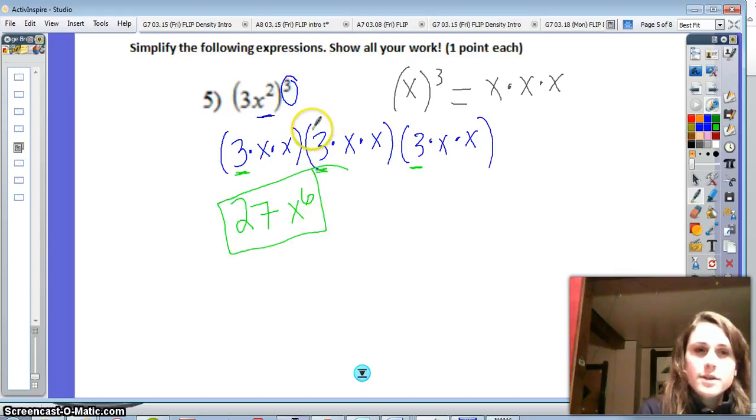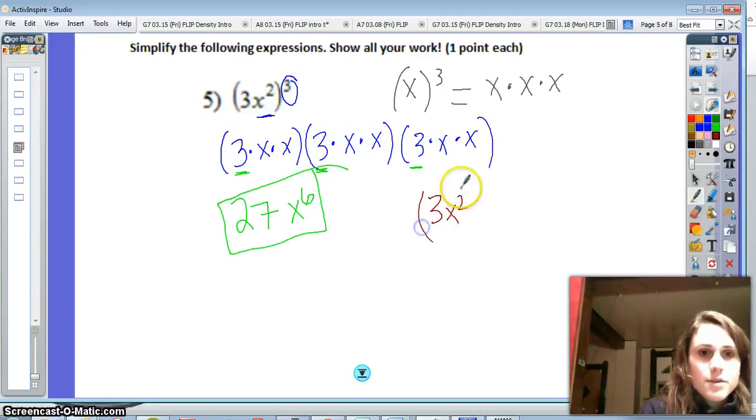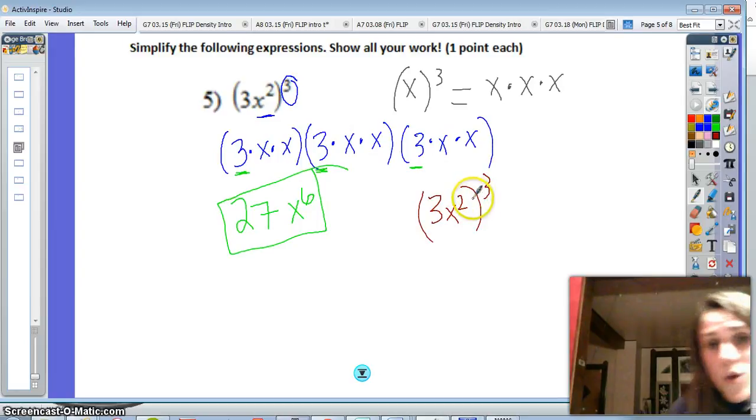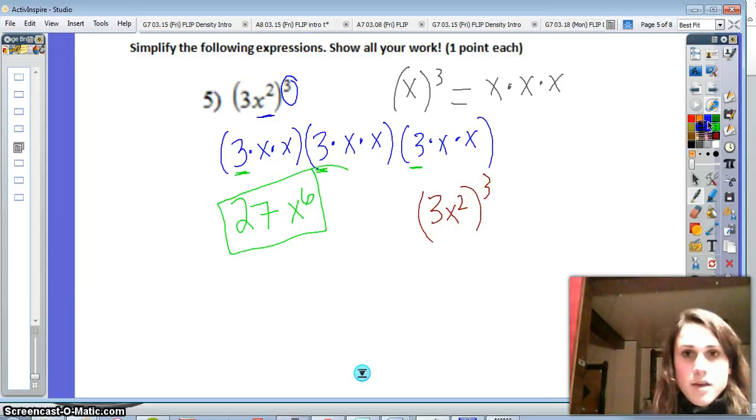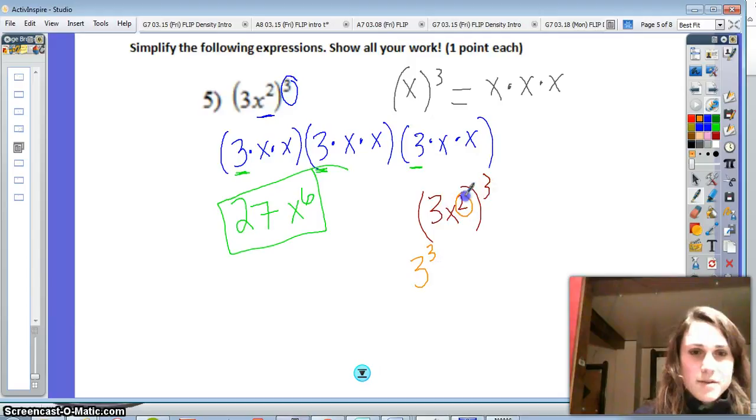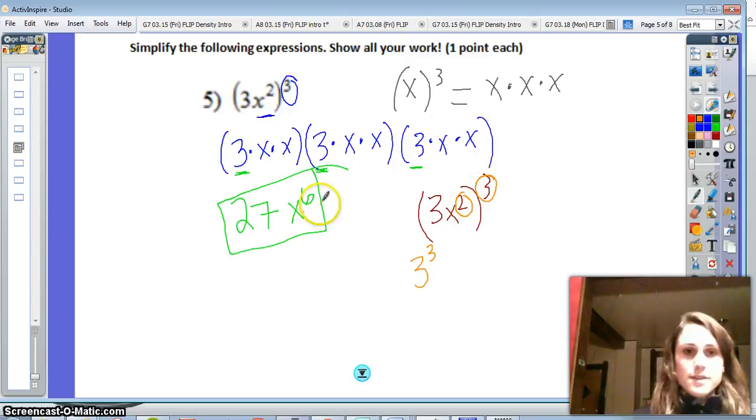One trick that we learned in class is instead of expanding this expression, what you could do, I'll rewrite this over here, if you have 3x squared to the third power, a shortcut is to take this coefficient and raise it to the third power. So you have 3 to the third power, and then you take the exponent on the variable, and you're going to multiply it by the exponent outside the parentheses.